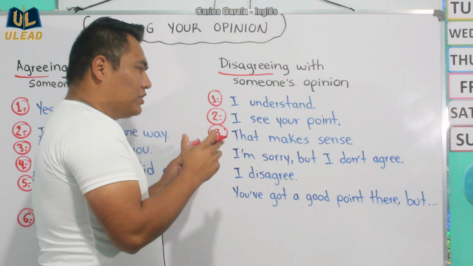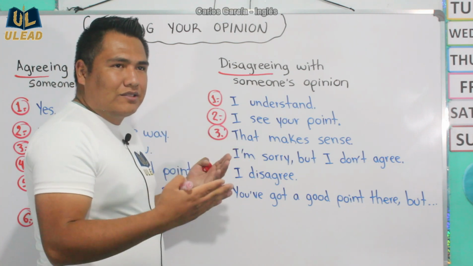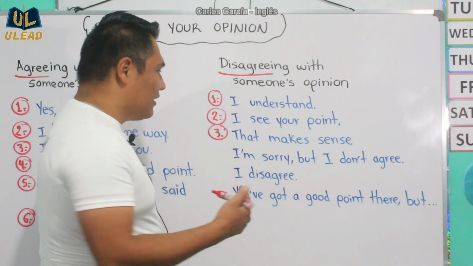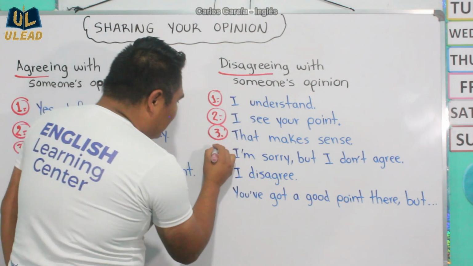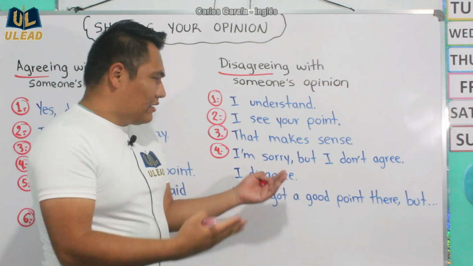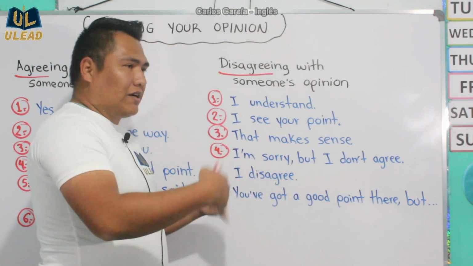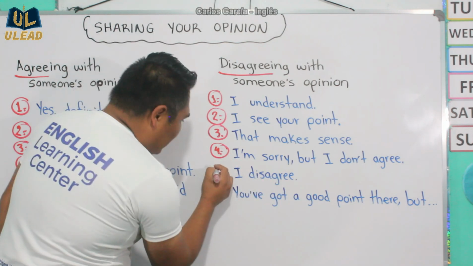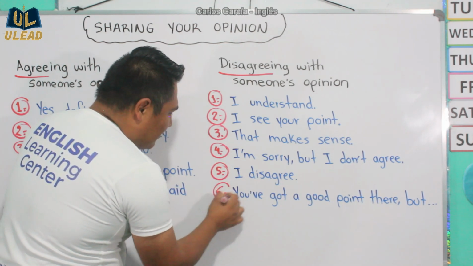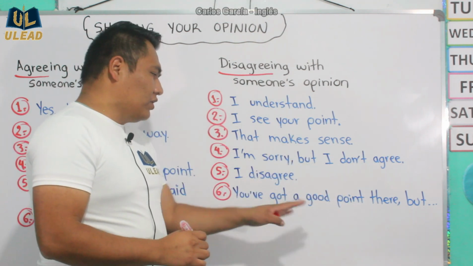You can use this expression if you feel like, okay, it makes sense, but there's something else that we need to add, or you're missing something that is very important, okay? That makes sense. Number 4, I'm sorry, but I don't agree. I'm sorry, but I don't agree. I don't agree with you. I disagree on this also. I disagree. Number 5. And number 6, you've got a good point there, but you've got a good point there.